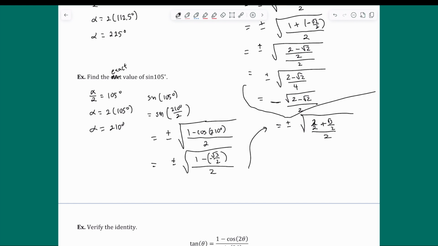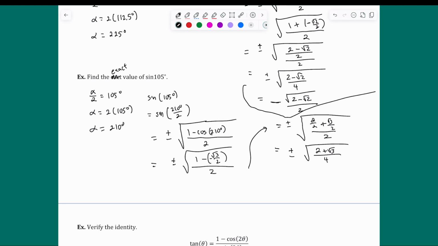Let me clean that up just a tad there. 2 over 2, and keep in mind that's under the whole, everything is under the square root symbol there. Alright, so then we have plus or minus the square root of, so we would get 2 plus root 3 all over 2, but then divided by 2, which is like multiplying by 1/2, so we would get 1/4.